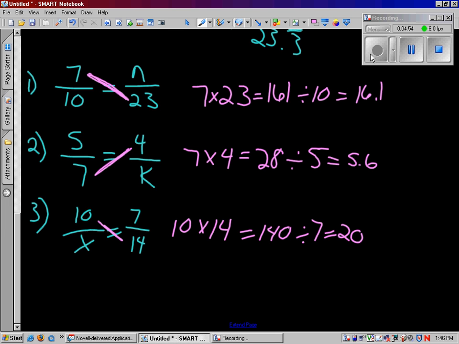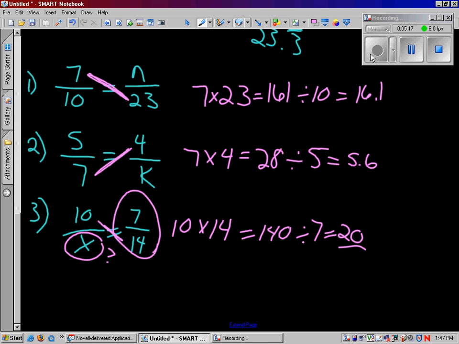Now on the third one, you don't necessarily have to go through all that work. You absolutely can, but doing that process will always get you to the answer. But I know some of you can look at that and say, hey, look, 7/14. Well, that's like half, right? 7's half of 14. So 10 is half of what? Oh, look, 10 is half of 20.